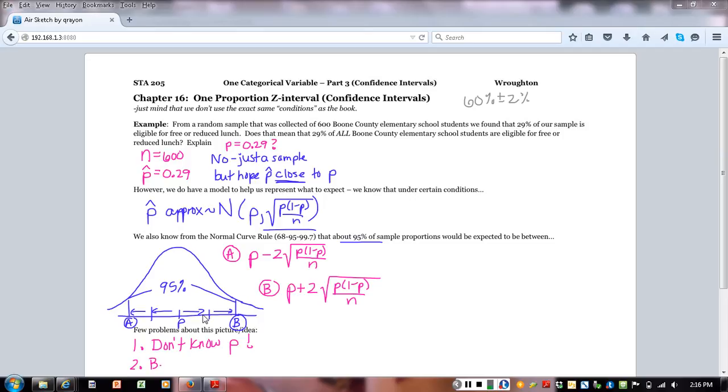The second issue is because we don't know p, we also don't know that standard deviation, since that actually has p in it.